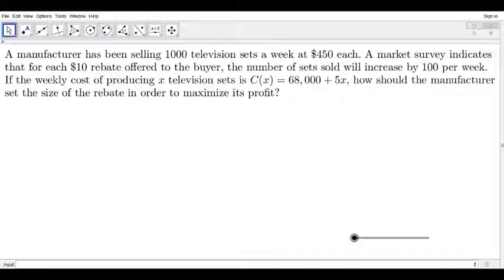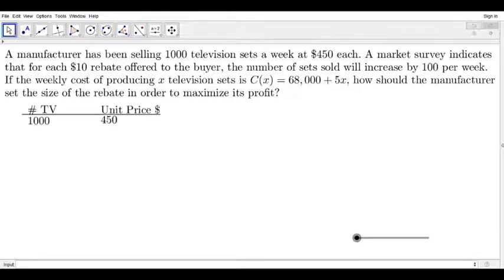Now, the situation is that we're looking at selling the TV sets not necessarily at 450, but we are looking into decreasing the amount by $10. For the purposes of this problem, you can think of a rebate as a discount, and it's supposed to be proportional. So, for example, the problem mentioned reducing the price by $10 and the number of TV sets should increase by 100.